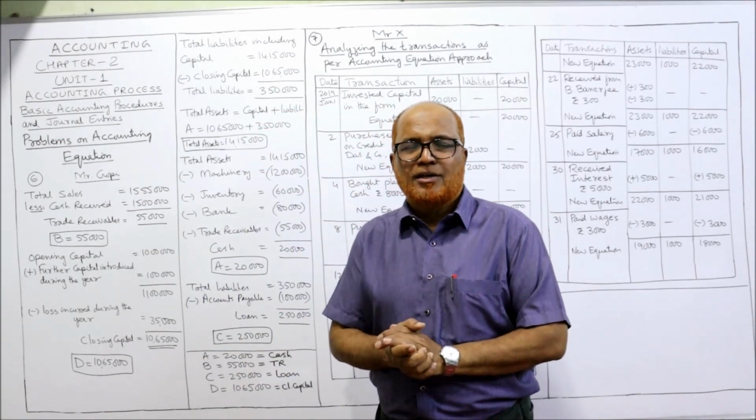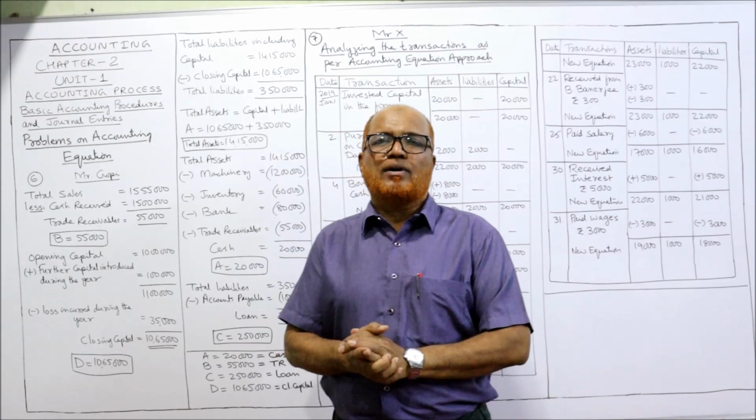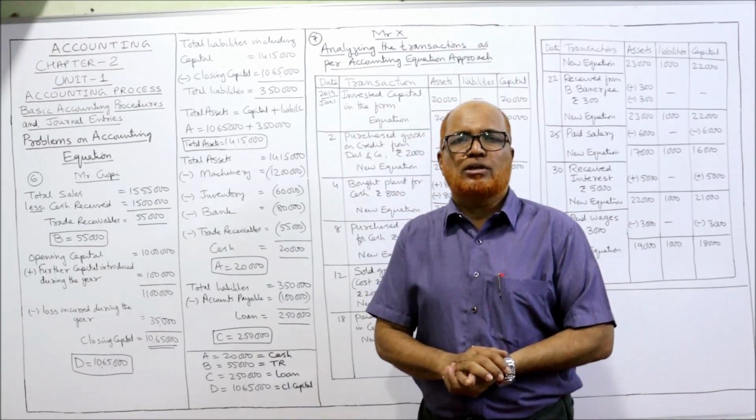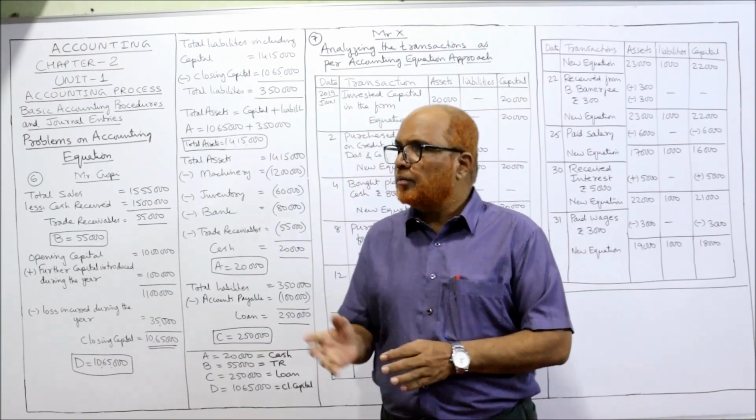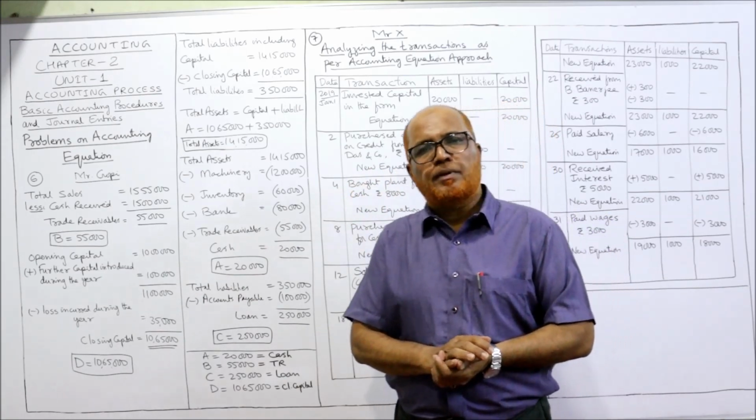I'm Hasham Ali Khan. So far, 5 problems have been completed on the accounting equation. In this video, I'm going to explain 2 more problems, the 6th and 7th.